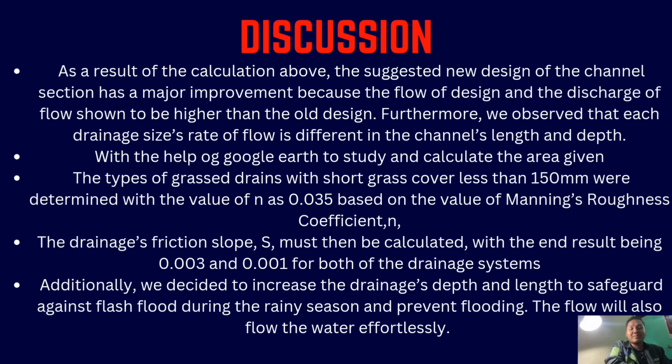Discussion. As a result of the calculation above, the suggested new design of the channel section has a major improvement because the flow rate and the discharge of the new design are shown to be higher than the old design. Furthermore, we observe that each drainage size and rate of flow is different in the channel's length and depth. With the help of Google Earth, to study and calculate the area given, the type of grass drain with short grass cover less than 150 mm was determined with the value of n as 0.035 based on the value of Manning's roughness coefficient n. The drainage friction slope S must then be calculated with the end result being 0.003 and 0.001 for both of the drainage systems, and additionally we decided to increase the drainage depth and length to safeguard against flash flood during the rainy season and prevent flooding.